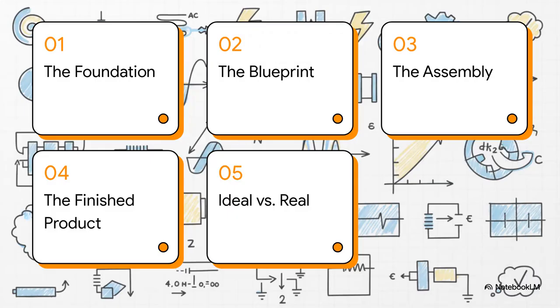So here's our game plan. We're going to build the transformer equation from the ground up, step by step. We'll start with one single law of physics, see how it plays with AC power, and then assemble all the pieces until we get to that simple, powerful ratio that makes it all tick.